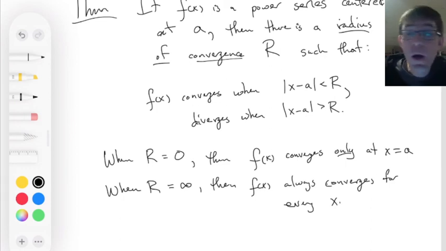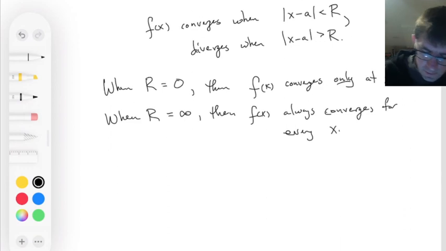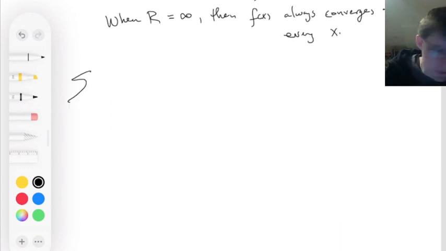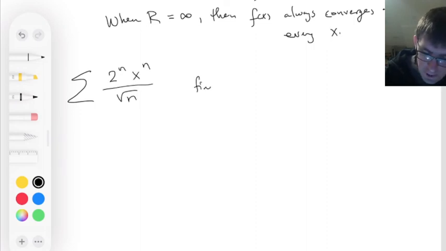Okay, we got 5 minutes. I think it's enough time to try one more example. This is going to be a big thing that we do. I give you a series. You tell me what the radius of convergence is. That will tell you for which x values it converges and for which x values it diverges. Here is an example to finish us off: the sum of 2 to the n, x to the n over square root of n. Find the radius of convergence.